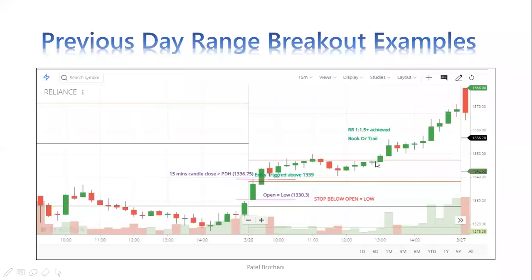See here, if you trail your stop loss from after this candle, it will never hit. Either trail your stop loss, otherwise book out the profits. So that is why I meant to say.